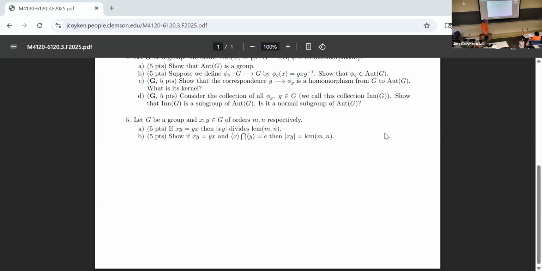And in part B, show that if XY equals YX and also the subgroup generated by X intersect the subgroup generated by Y is only the identity, then the order of XY is exactly equal to the least common multiple. Okay, so should be some fun problems for you. Any questions?